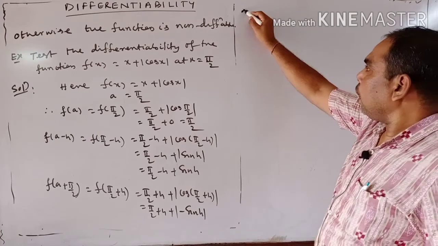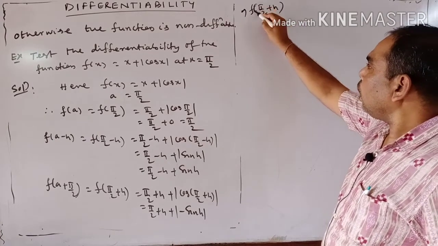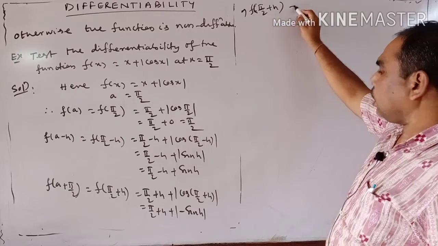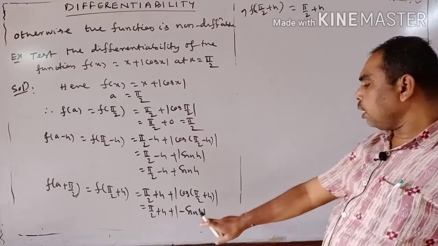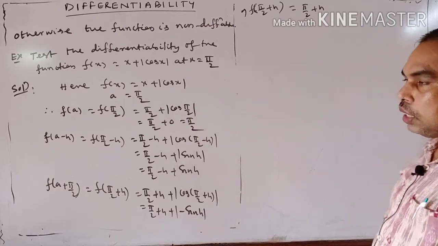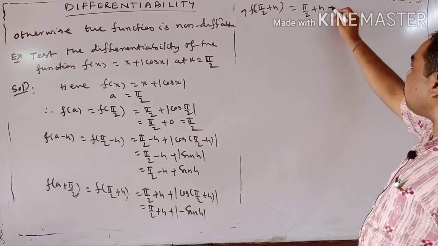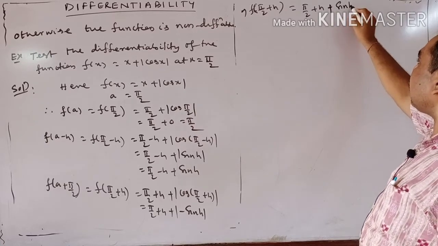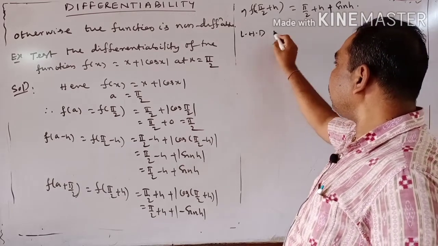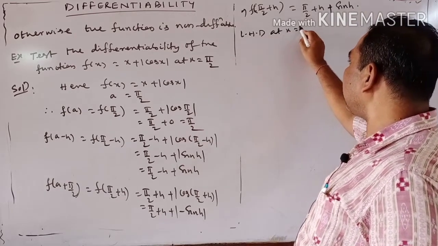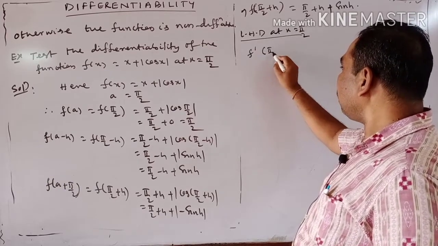So this implies f of pi by 2 plus h is equal to pi by 2 plus h minus sin h mod, which is plus sin h, because sin h is positive, minus sin h is negative, so negative mod is plus sin h. Now, the left hand derivative at x is equal to pi by 2 is denoted by f dash pi by 2 minus.